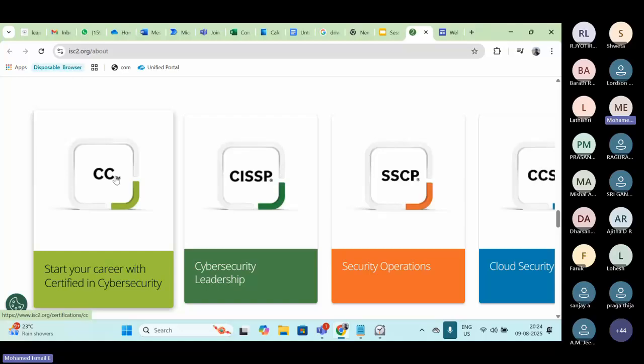But the core foundation comes from ISC². The base foundation comes from ISC². So you need to complete each and every module so that you will understand what CC is about.